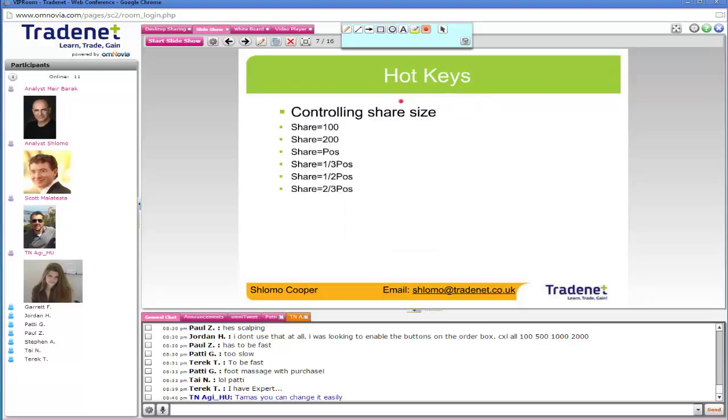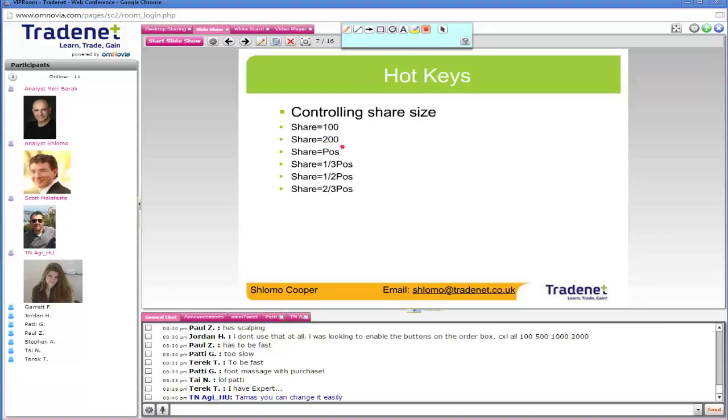Let's see a couple of definitions we need to understand when we come to define the hotkeys. First of all, controlling the share size. As you are going to see, there are key commands, and the key commands, like any computer language, decide what kind of variable you can enter into the command. For example, for share, you can write share equals 100 or share equals 200, and that means part of the command will be to set 200 shares for the command you want to send.